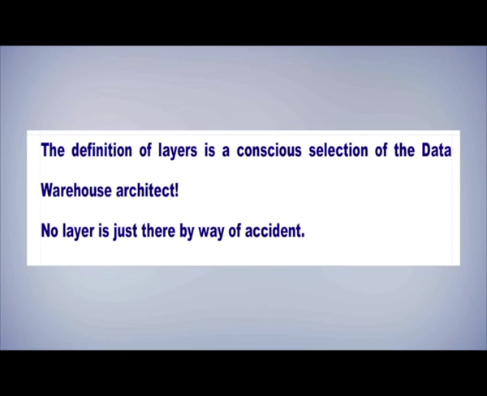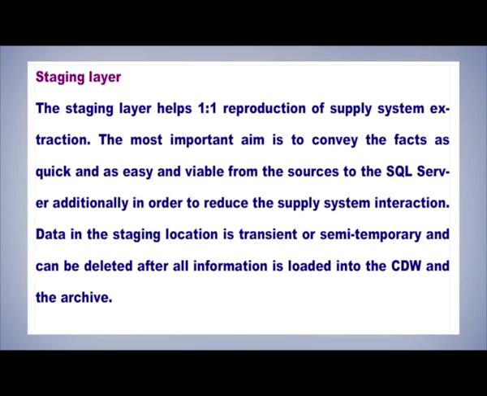Now let us see how many layers there are and what is the purpose of each layer. First of all, every layer defined in a data warehouse architecture should have a positive reason to be there. The definition of layers is a conscious decision of the data warehouse architect, and no layer is just there by accident. So now let us see the layers and the purpose of every layer. First layer is the staging layer. The staging layer holds a 1:1 copy of the source system extraction.